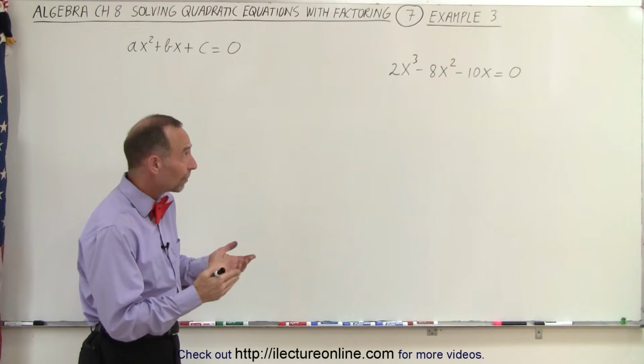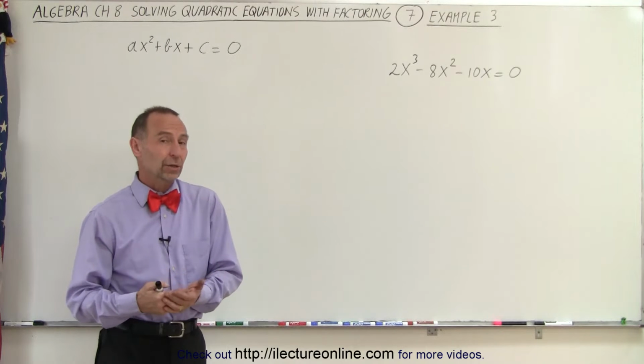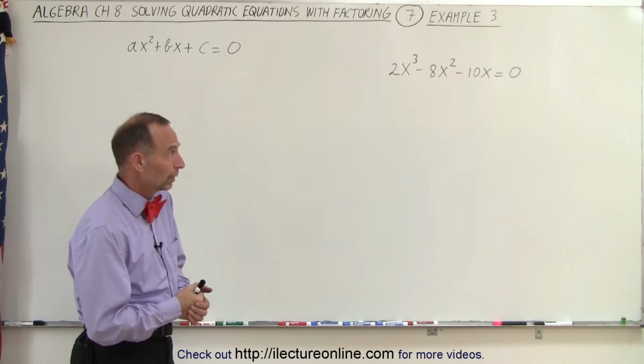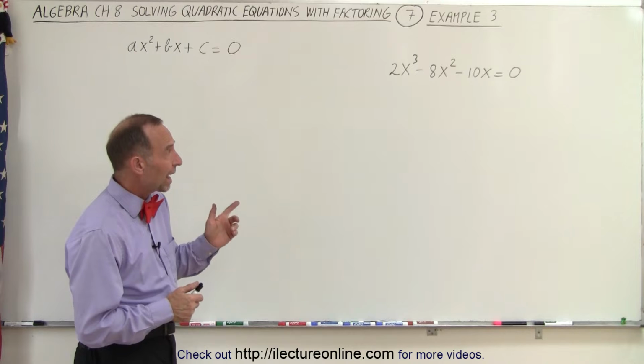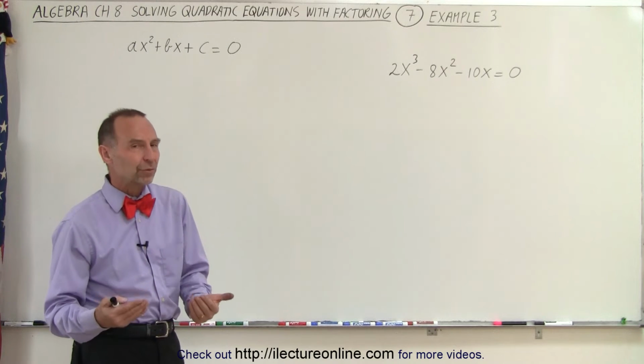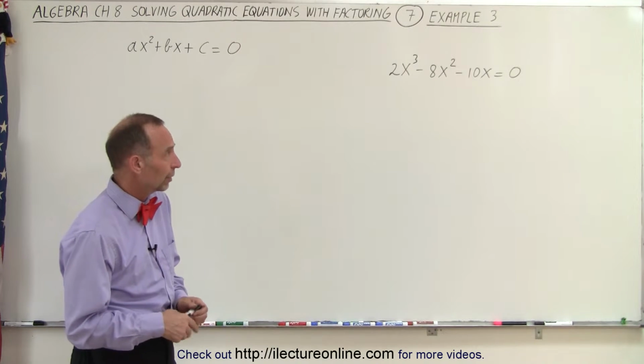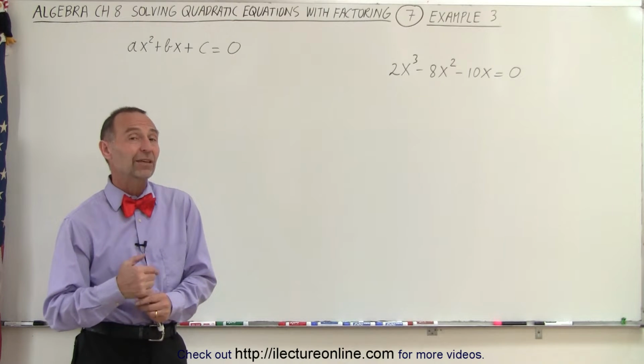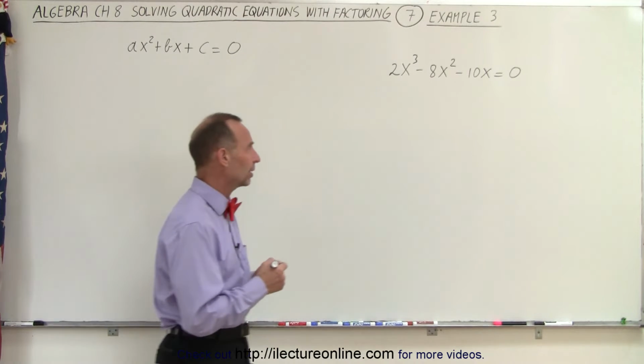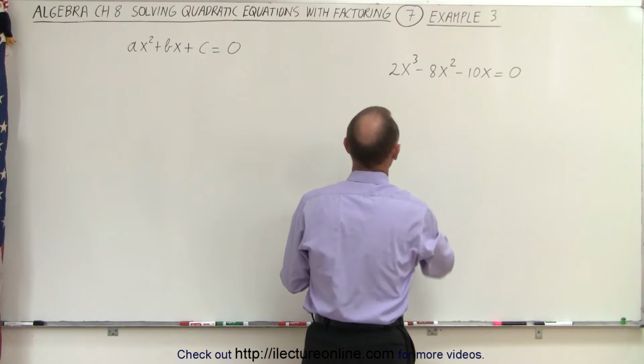Sometimes you end up with an example where it doesn't appear to be a quadratic equation. Well, it turns out they all have something in common that we can factor out first. They have a common factor. As a matter of fact, the common factor in this case is 2x. So let's go ahead and factor out the common factor first on the left side of the equation.